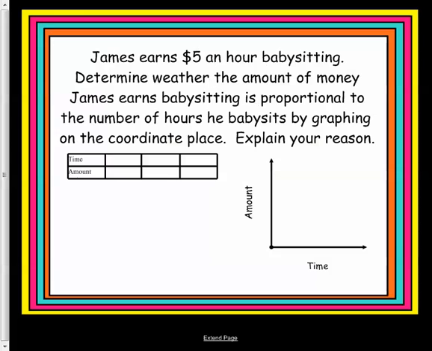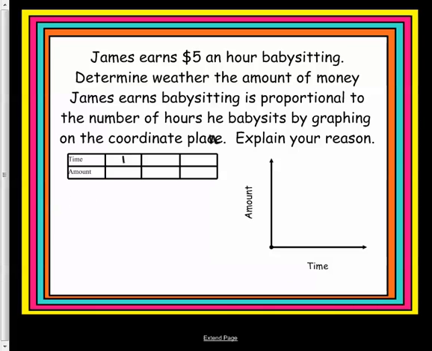So let's look at an example on James, and he is earning $5 babysitting. If he earns $5 an hour babysitting, determine whether the amount of money that he earns is proportional to the number of hours that he babysits by graphing on the coordinate plane. Oop, that's supposed to say plane, not place. Explain your reasoning. So let's look at the table.